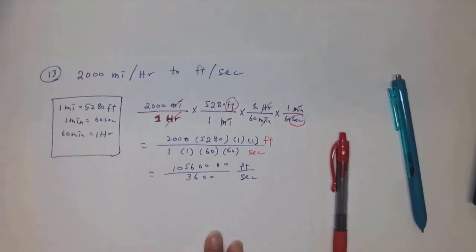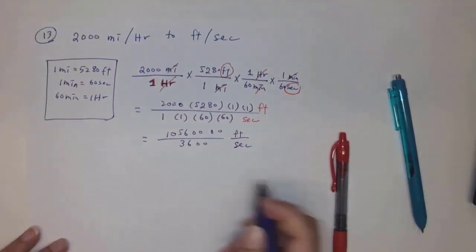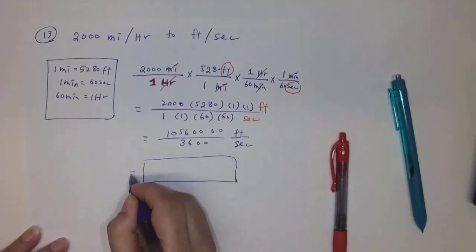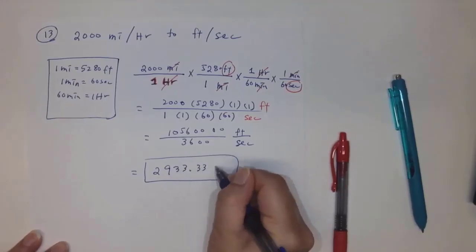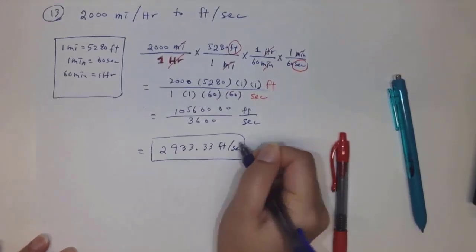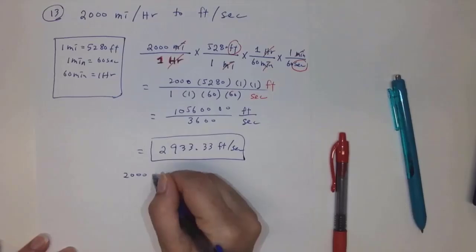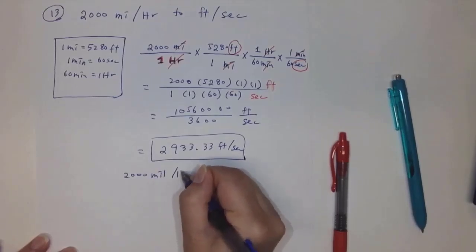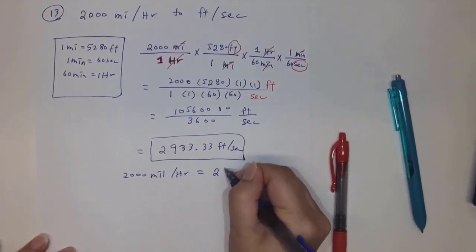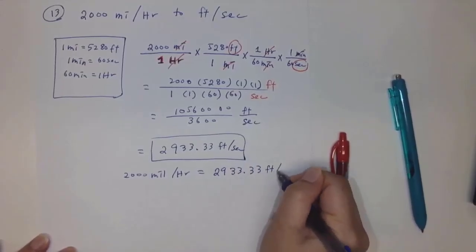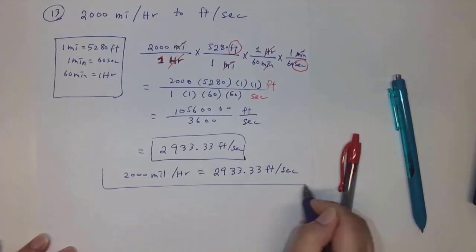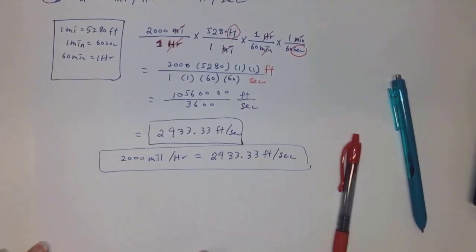That would give me the answer of what? 2933.33 feet per second. Anybody second that? 2,000 mile per hour is equivalent to 2,933.33 feet per second. Are we okay? Question for this.